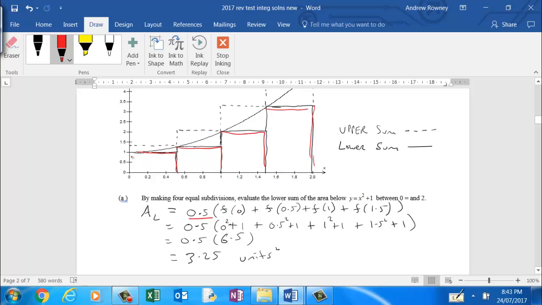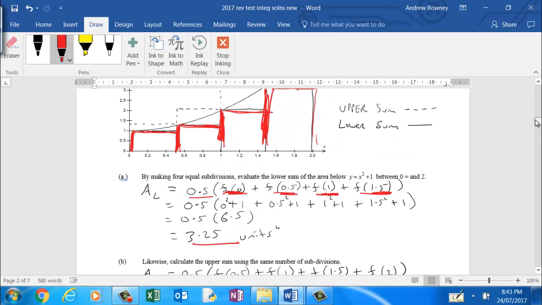And we're going to do f of 0, so it's that y times that width, that's f of 0. The next one is f of a half, which is that y value times a half. Next one's f of 1, which is this y times a half, and then f of 1 1/2 times a half. Add all them together and that's the total area underneath the graph.